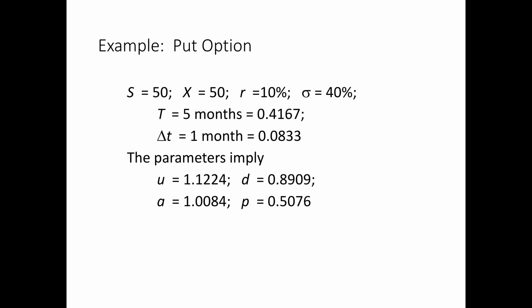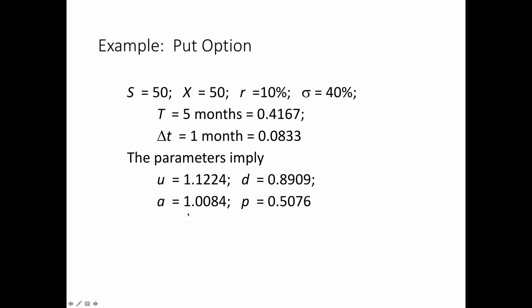Now here, I'm going to ask you to do 5 steps. Each month, you do one step. The delta T is 1 over 12, equal to 0.0833. Using the CRR model, first let's calculate U, which is e to the power of sigma times the square root of delta T. Delta T here is 0.0833, and its square root gives you 1.12224. Do an inverse, 1 divided by that, you get 0.89.